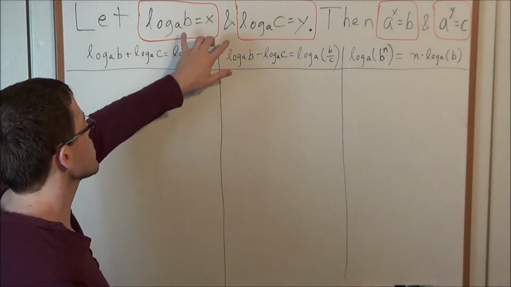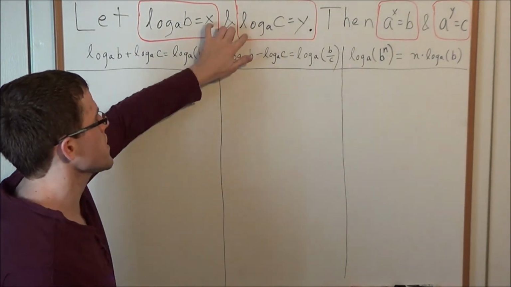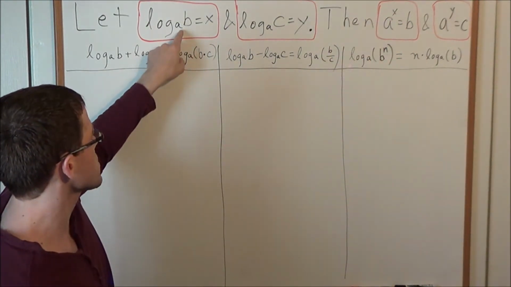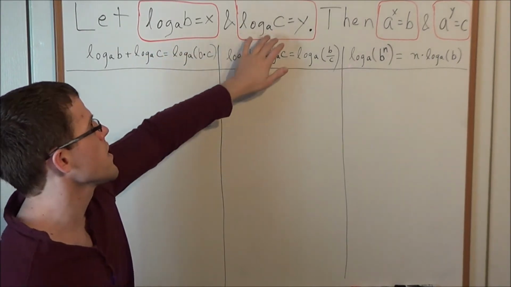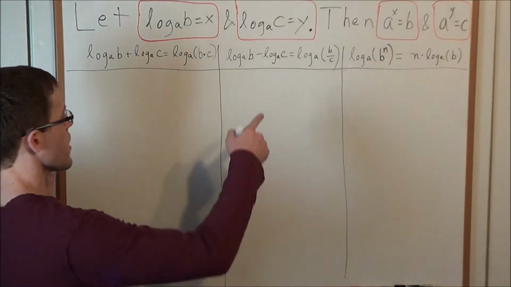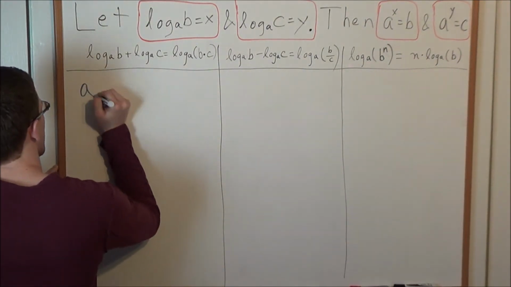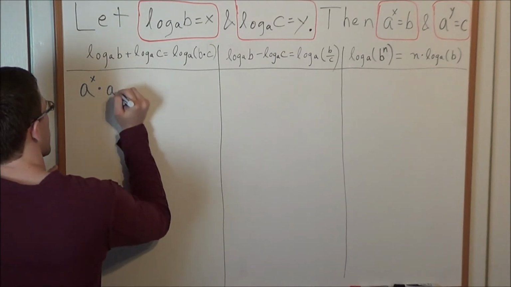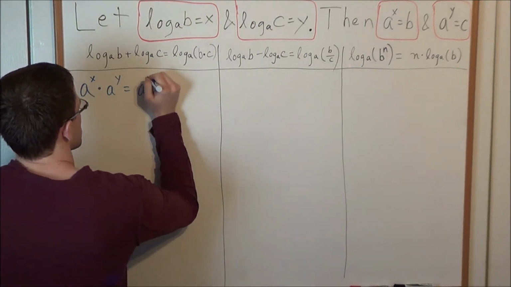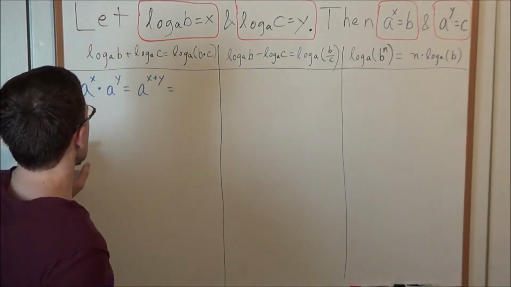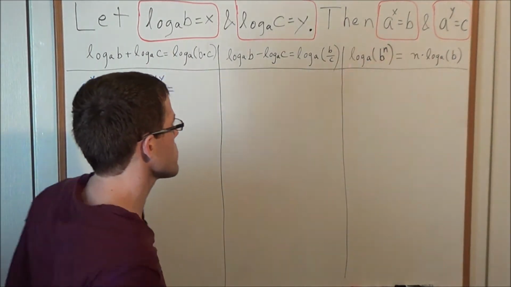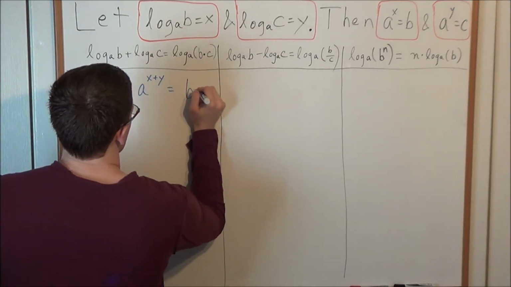So we look at what we started with. By using the definition of logarithms, log base a of b equal to x gives us a to the x equals b, and conversely, a to the y equals c. Let's take a look at a to the x times a to the y. Using the law of exponents, this is equal to a to the x plus y. But keep in mind, a to the x is defined to equal b, and a to the y is defined to equal c. So this is all equal to b times c.